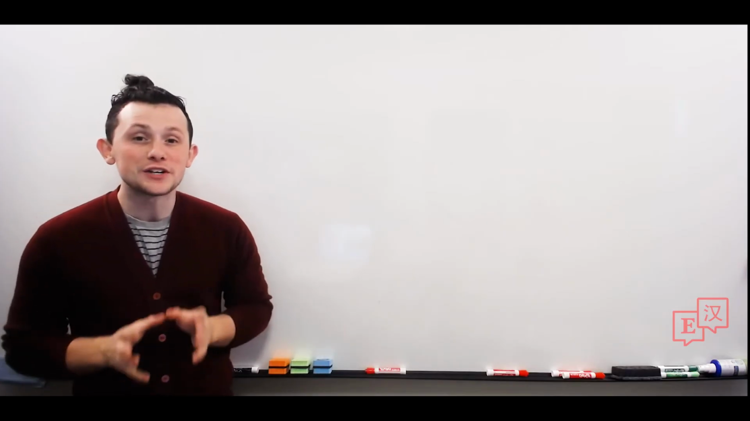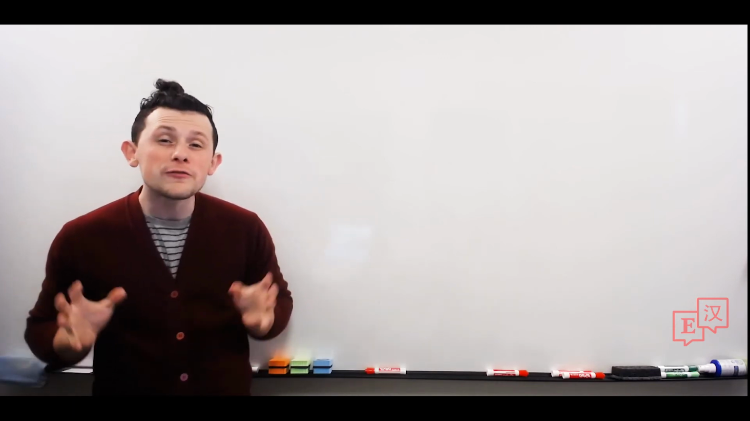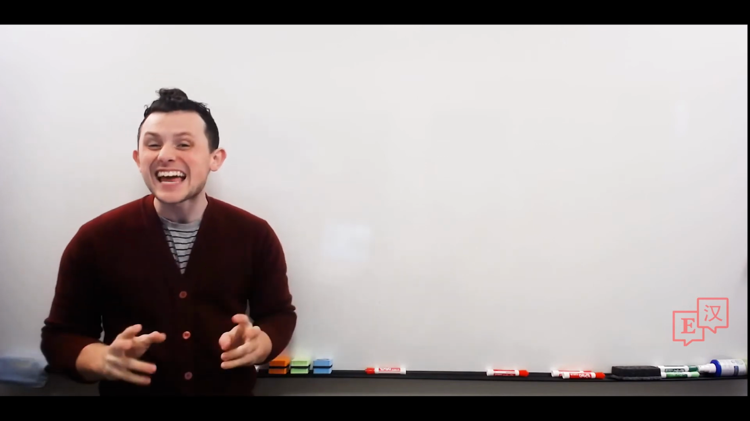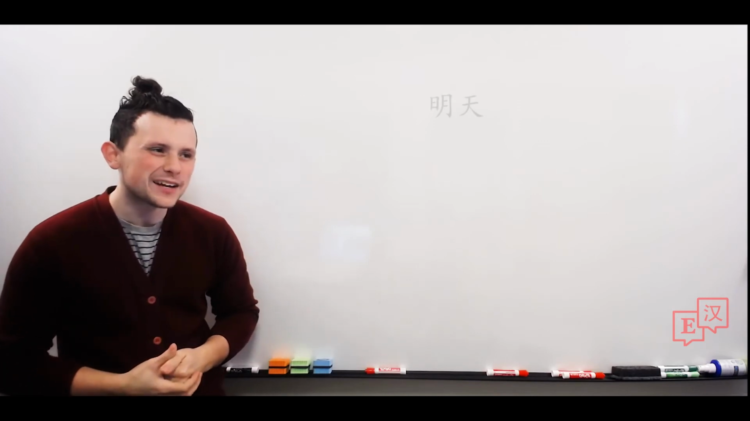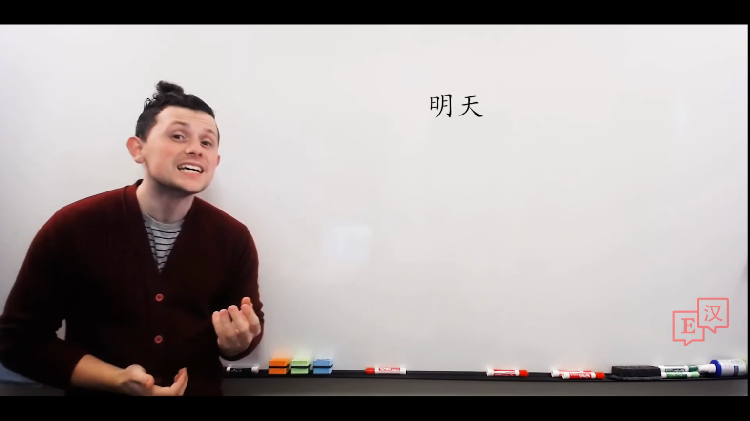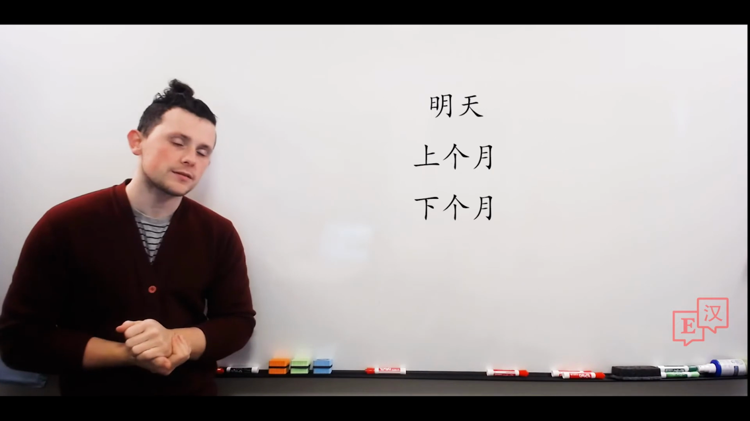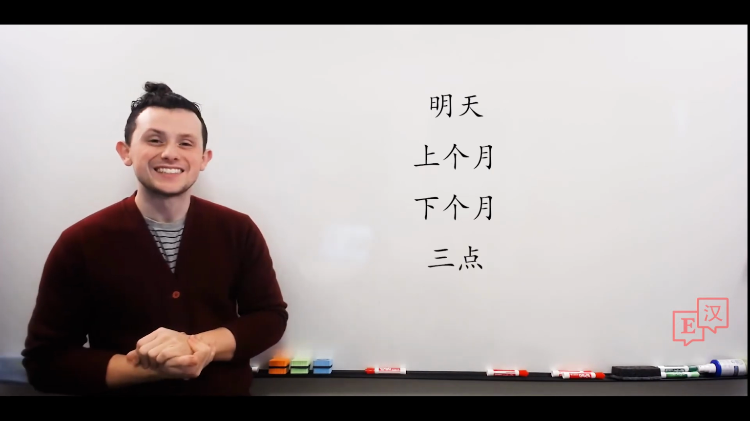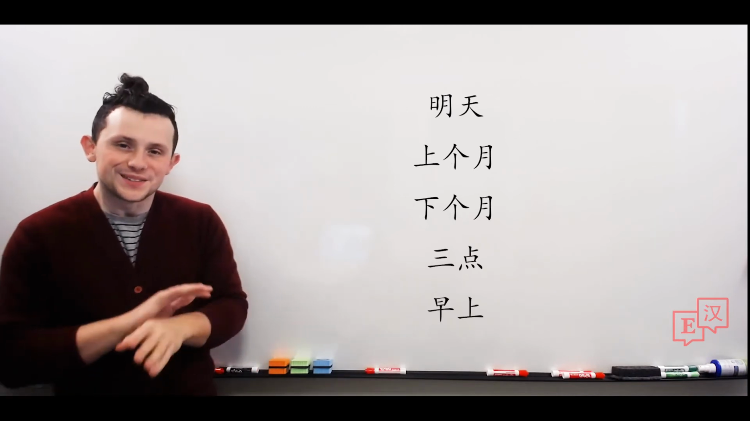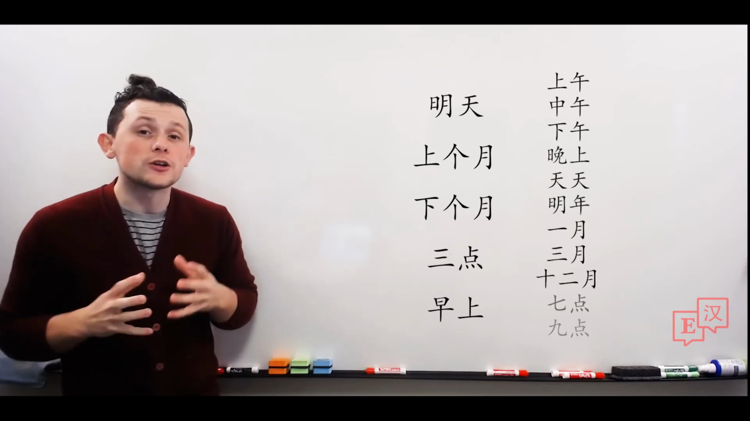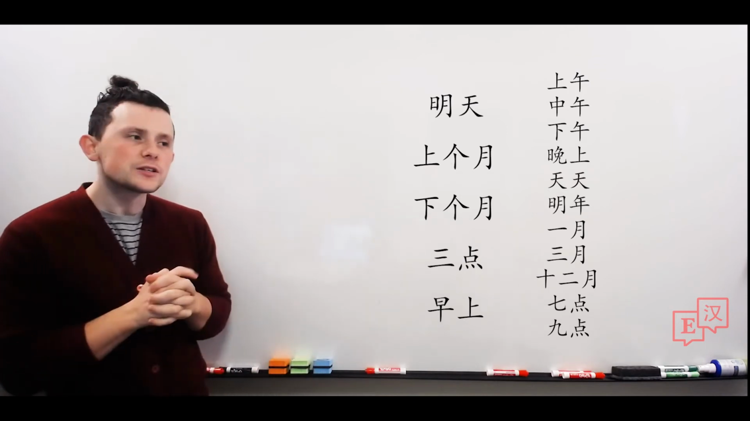So, duration in Mandarin is very straightforward. First, I would like to draw attention to the point that all of our time phrases thus far have been setting time, which is the concept of when something happens. So things like 明天, tomorrow, 上个月, last month, 下个月, next month, 3点, 3 o'clock, 早上, in the morning. We don't need to make an exhaustive list, but the point is we've learned a lot of setting phrases. We've learned a lot of, when does something happen? Time. And duration is different.